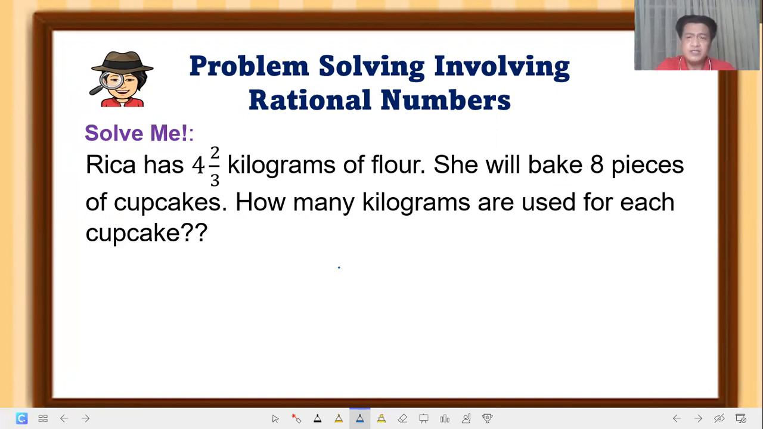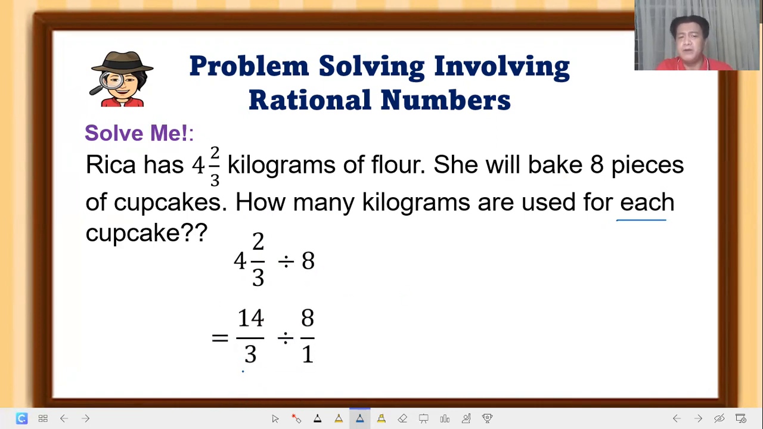Okay. So meaning to say, the word "each" refers to division. Kaya nga, pag na-represent natin yan, we have 4 and 2/3 divided by 8. Okay, so remember, we have to convert first to improper before we proceed to the division rule. And take note, we have to put over 1 kasi diba, remember, any whole number, the denominator is 1. Okay, since this is division, ang gagawin natin dyan, i-reciprocal natin yung divisor.